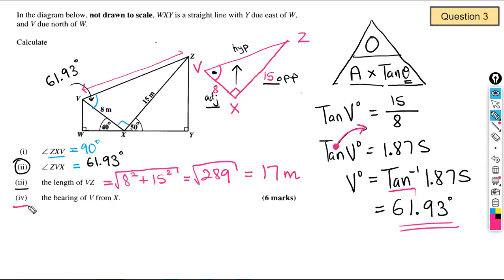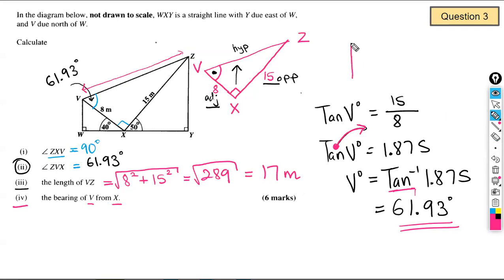All right, this last part, bearings. This is what has given a lot of people problems. The bearing of V from X. What is a bearing? A bearing is when you stand up and always face which direction? North. In a bearing, you always pretend you are facing north. And then which direction do you turn? Do you turn clockwise or anti-clockwise? Isaiah Lewis, correct. Clockwise. So you pretend you're facing north, and then you turn clockwise, not the other way around.